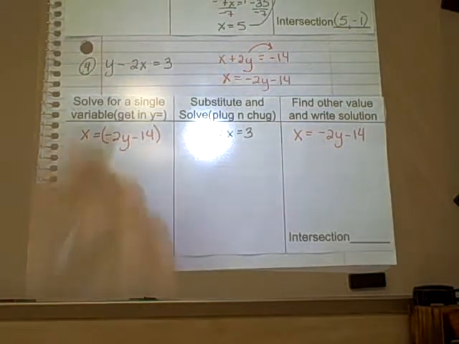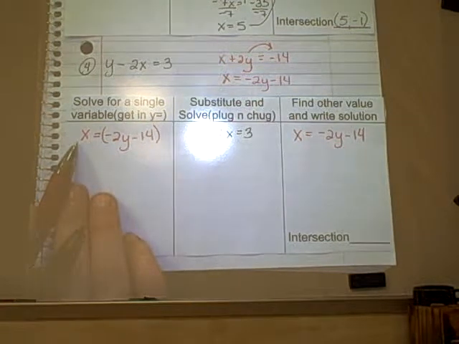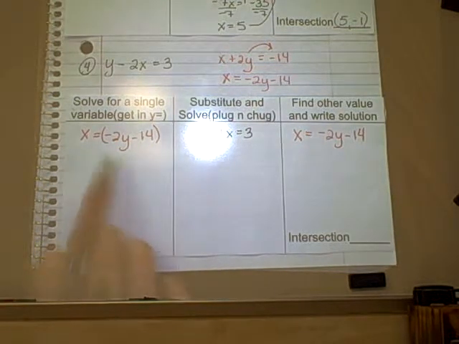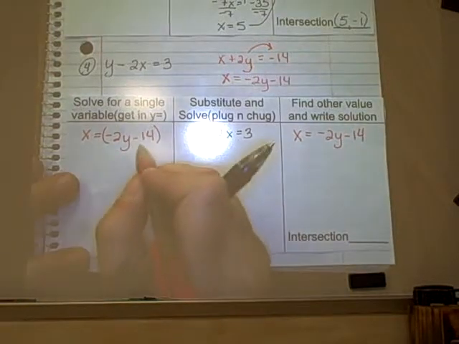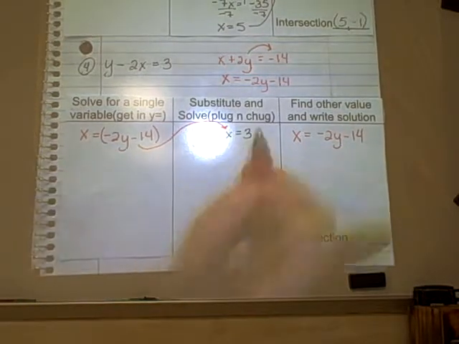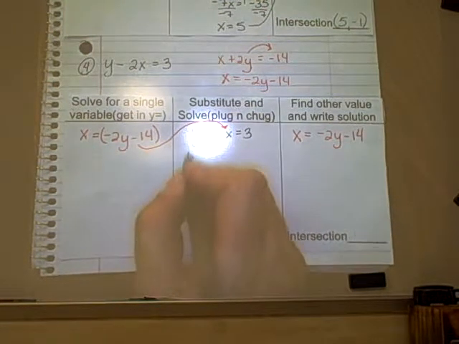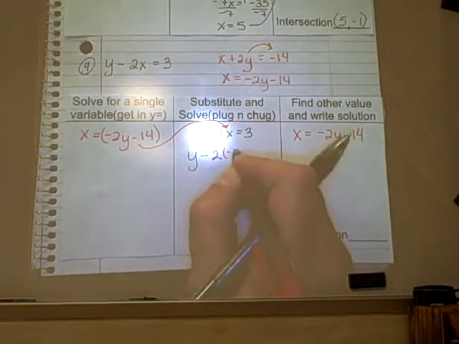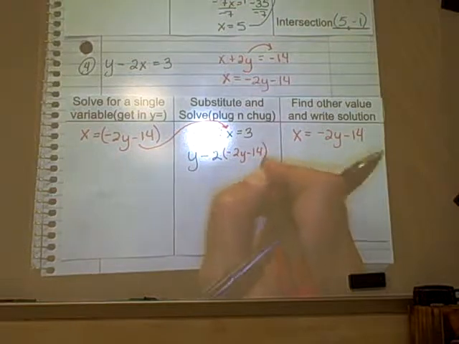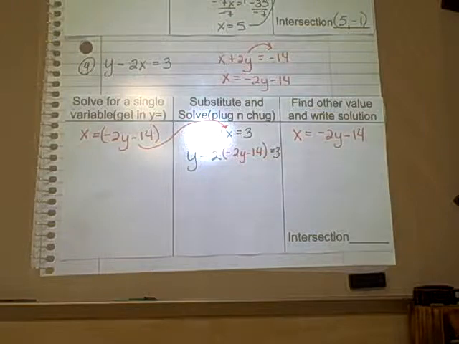Okay, so what that means is this whole thing right here goes in for x. That's the substitute for x. So I can't just substitute part of it, I have to substitute that whole thing. So be careful because we've been subbing in for y every time, right? Well, this time instead of y, we're subbing in for x right there. So make sure you sub it in for the right spot. So you have y minus 2, and instead of x, you're going to sub in this whole thing. And then that equals 3.